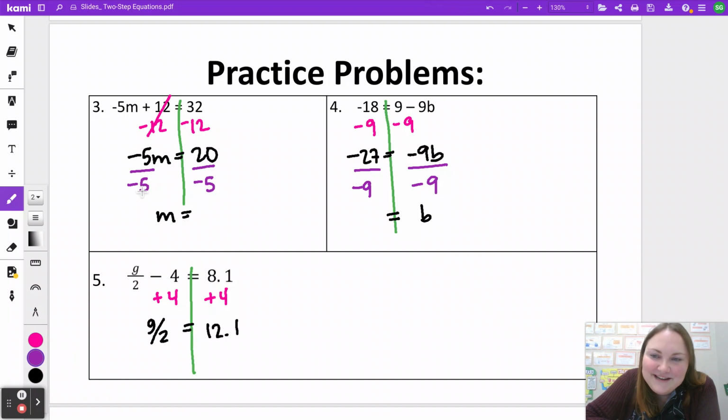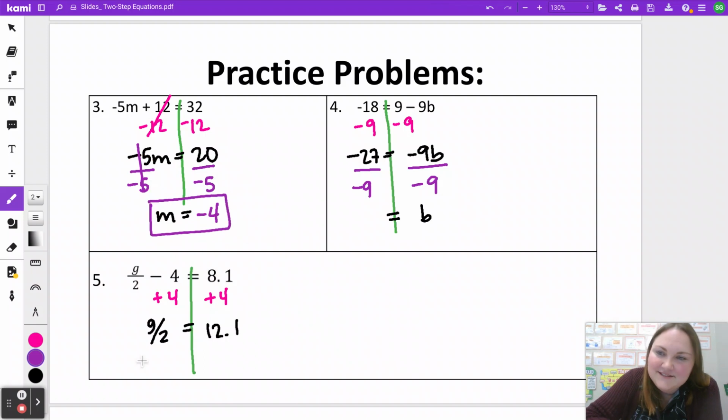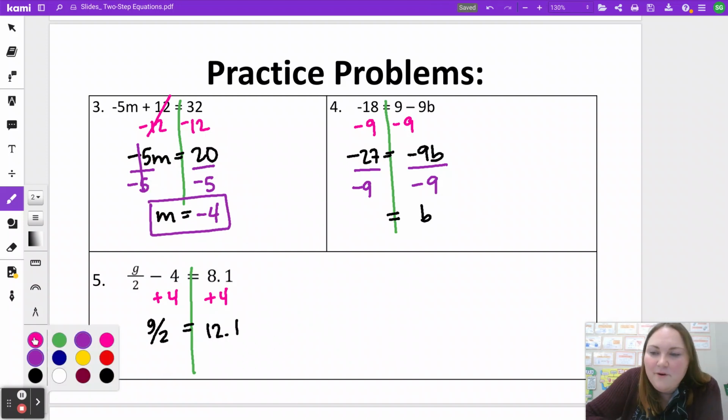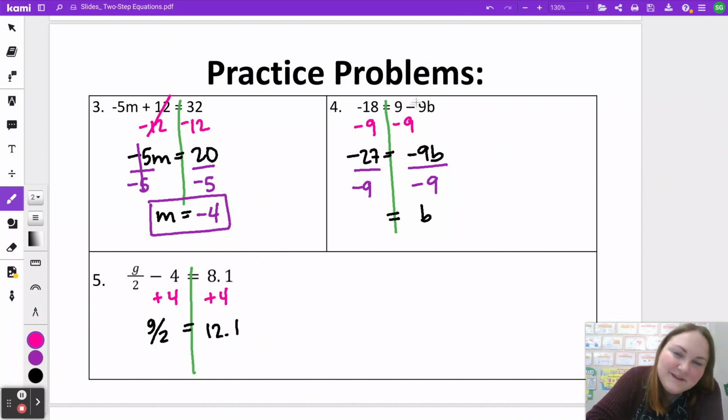Negative 5 divided by negative 5 gives me 1, or 1m is just m. And then on the other side, 20 divided by negative 5 will give me my answer of negative 4. That was the answer for number 3. For number 4, we've got negative 18 equals 9 minus 9b. I start by getting rid of my constant. Here, the constant's over on the right side because that's where my variable is, and it's this 9 right here by itself. So 9 minus 9 gives me 0 and gives me this new equation, negative 27.